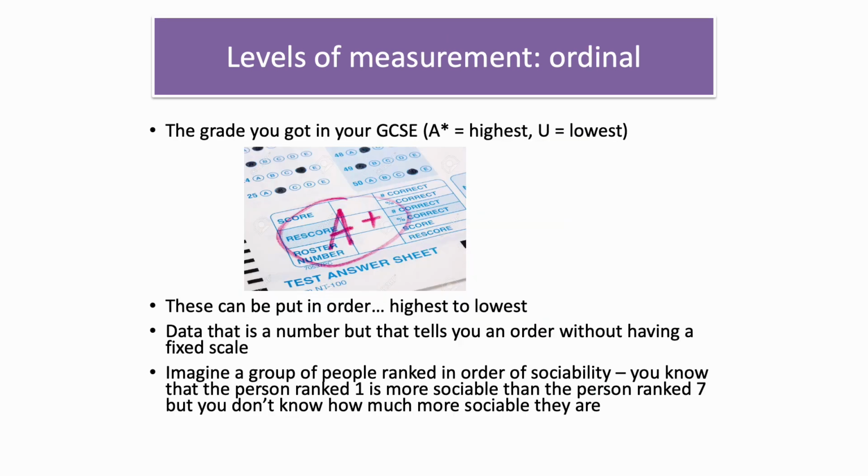Ordinal data is data that can be ranked, it can be put in order. Obviously GCSEs aren't graded on letters anymore, but it's just an example. So the grade you get in your A levels can be graded from A star to a U. So you can be ranked, you can put in order the highest to the lowest grades and who got them. However, it doesn't have a fixed scale. And using this example, an A star in psychology is around, say, 90%, but in other subjects like geography, an A star might be 60%. So there's no fixed agreement on what each order, each ranking equates to.